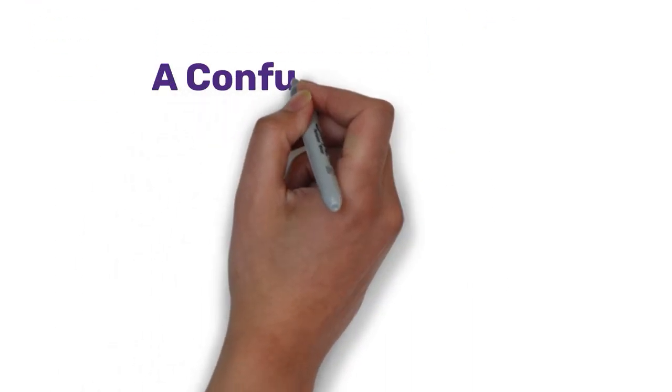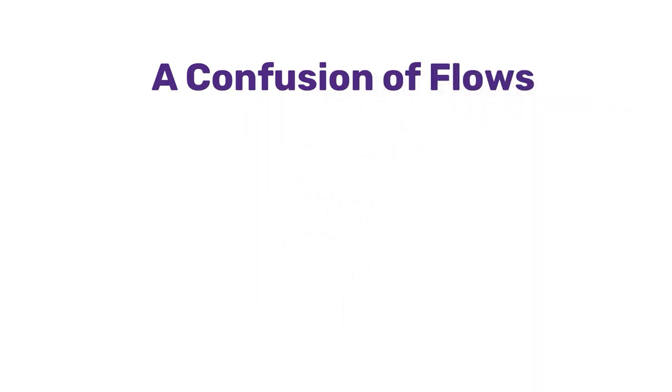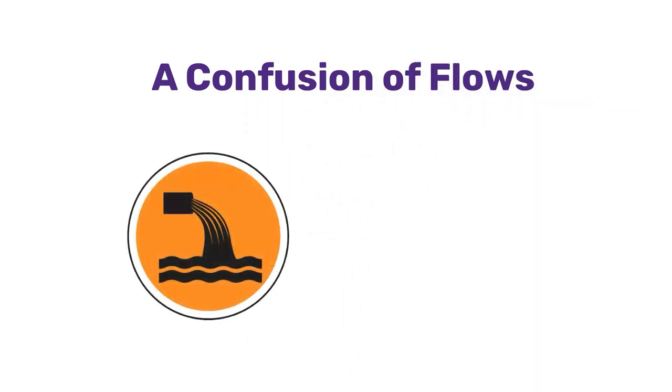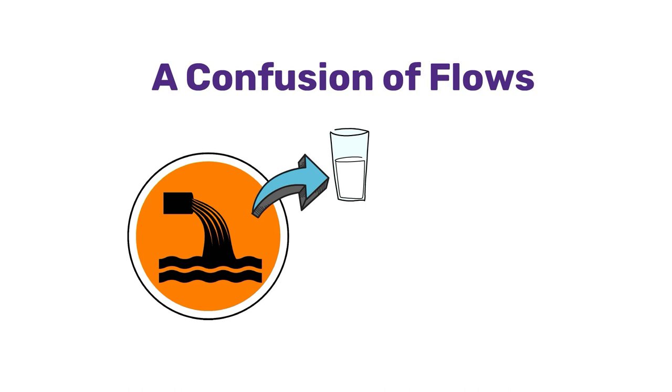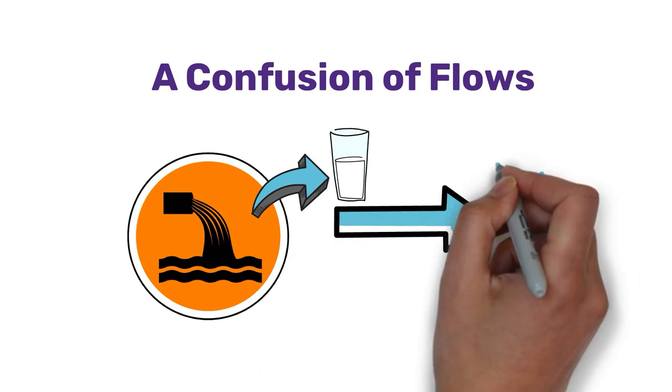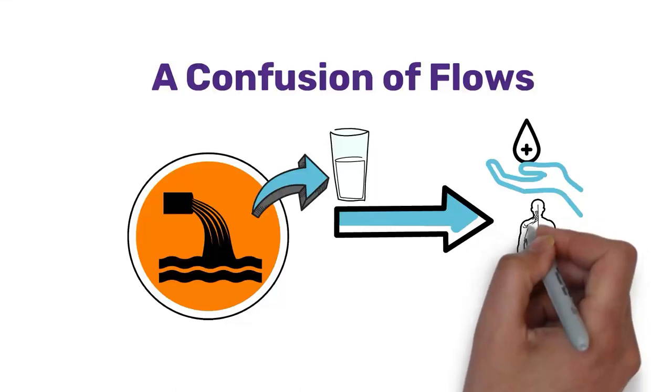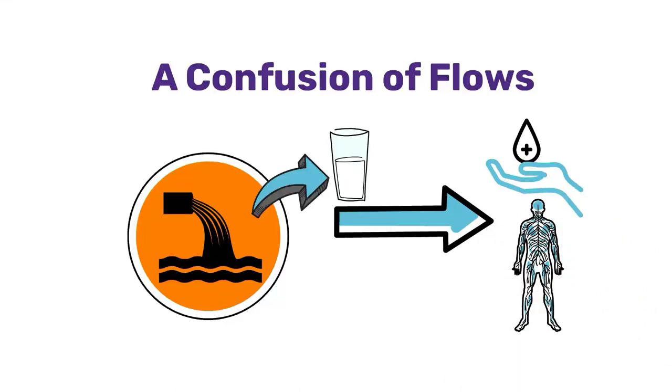A confusion of flows. Before modern sewage systems, people would bury waste or dispose of it in bodies of water, sometimes even contaminating drinking sources. It wasn't until the late 19th century that people began to make the connection between sanitation and public health, which provided the urgent impulse for sorting out the sewage system.